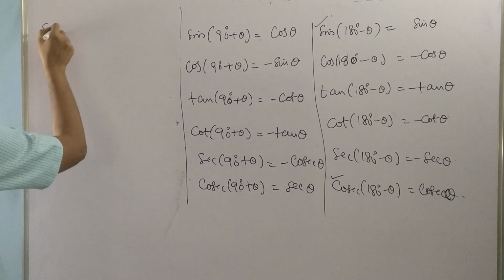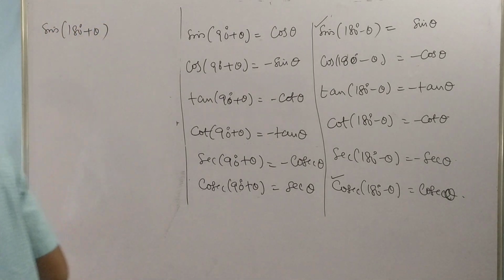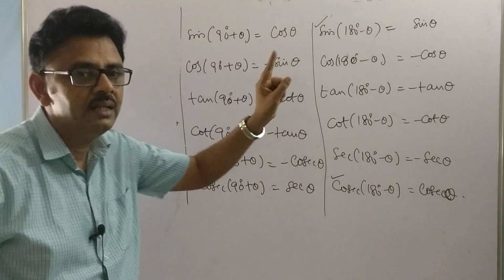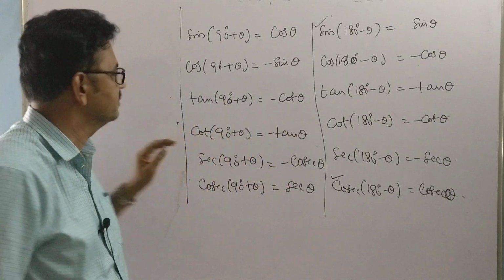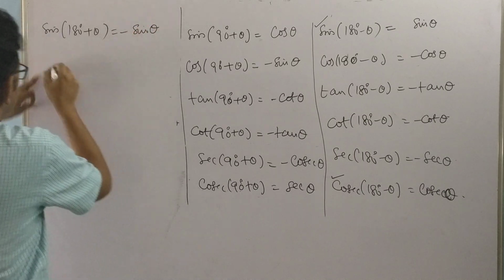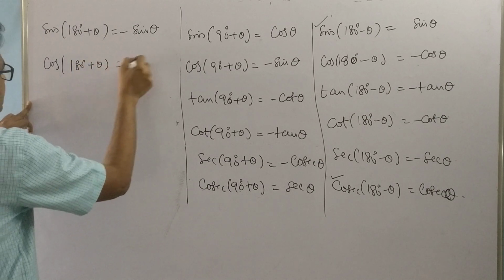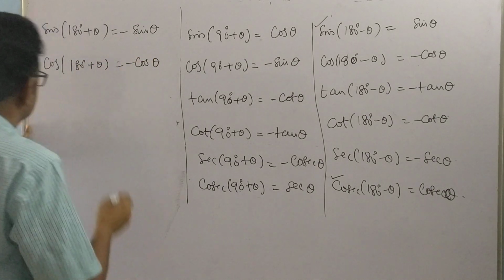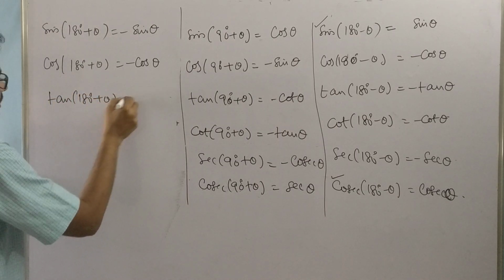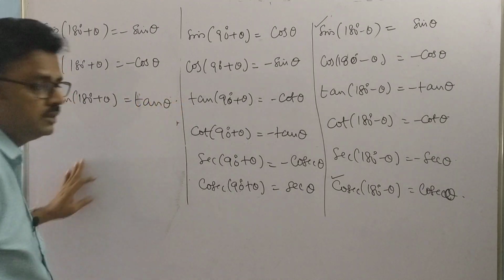Next, sine of 180 degrees plus theta. 180 plus theta means what? Which quadrant? 180 plus theta, that is third quadrant. In the third quadrant only tan and cot are positive and the remaining are negative. So sine is negative in the third quadrant, minus sine theta. Cos of 180 degrees plus theta, that is minus cos theta. Tan of 180 degrees plus theta is equal to tan theta, because in the third quadrant tan is positive, so tan becomes tan.